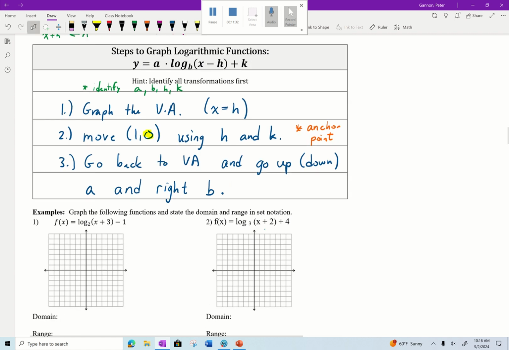So those are the steps. We got the vertical asymptote. We're going to move the point 1, 0, left, right, up, and down using h and k. We're going to go back to the vertical asymptote, and we're going to go either up or down, and then right the base. So up or down A, right the base.